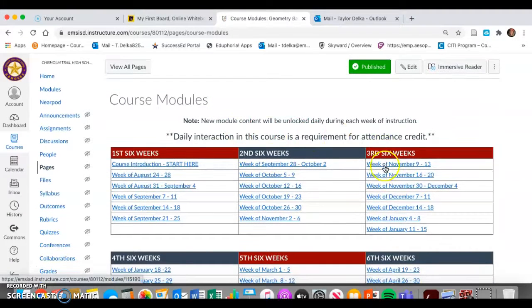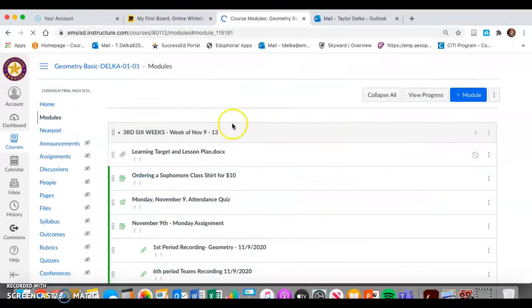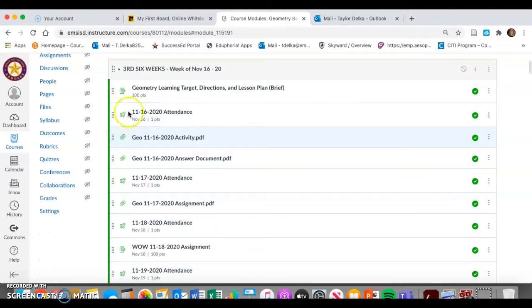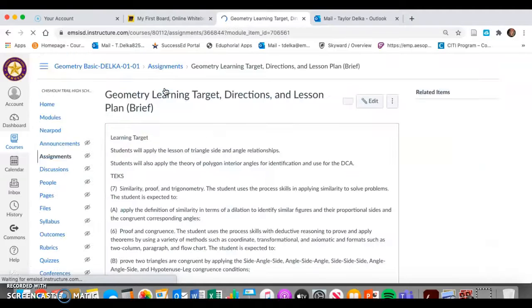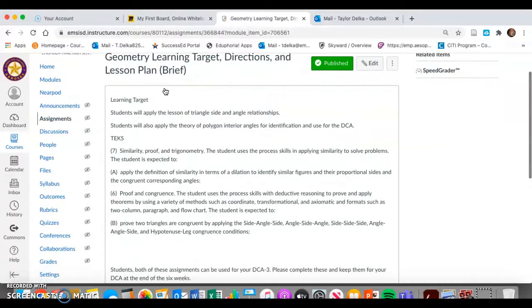So let's get started. We are in the week of November 16th through 20th. Let's go ahead and take a look at your geometry learning target, directions, and lesson plan. Let's go over these real quick.